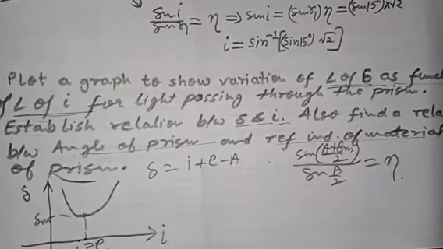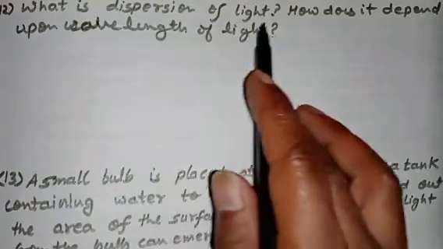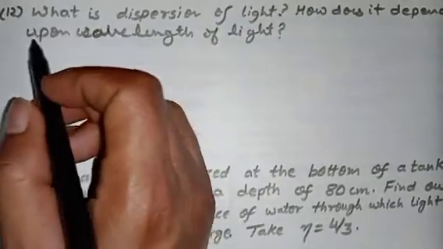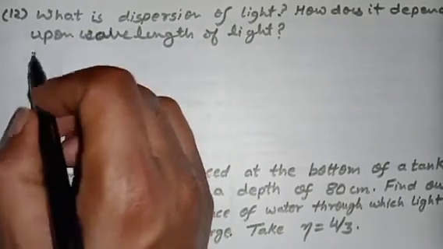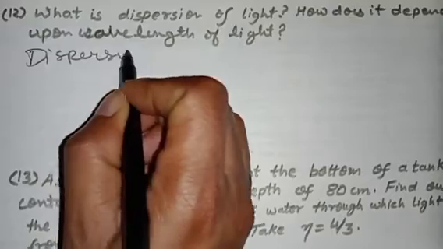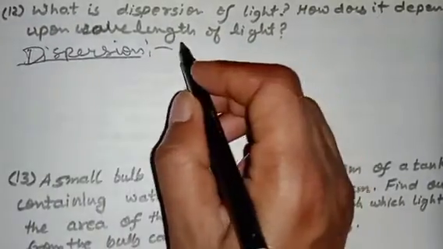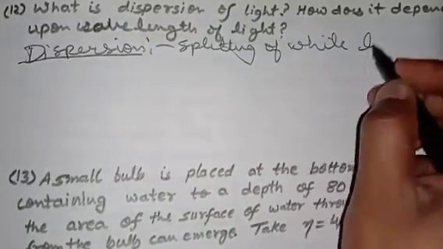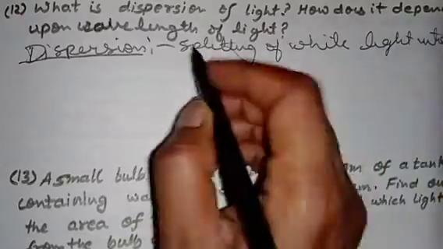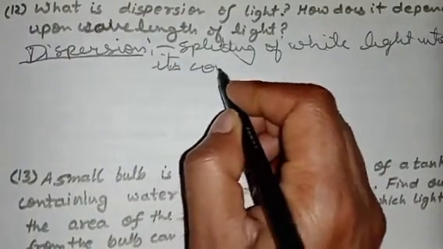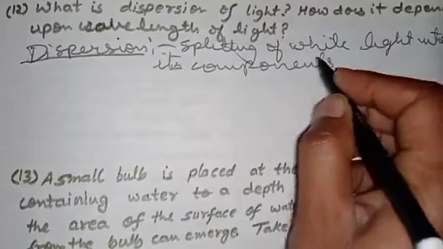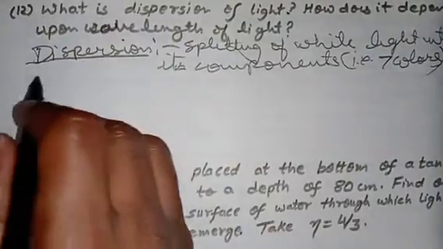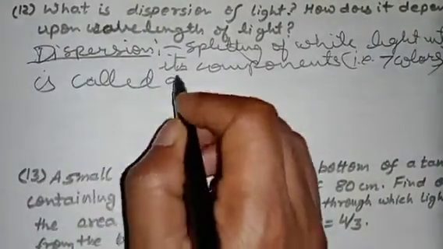What is dispersion of light? How does it depend upon the wavelength of light? So the answer is: dispersion is the splitting of white light into its components, that is, 7 colors, is called dispersion of light.